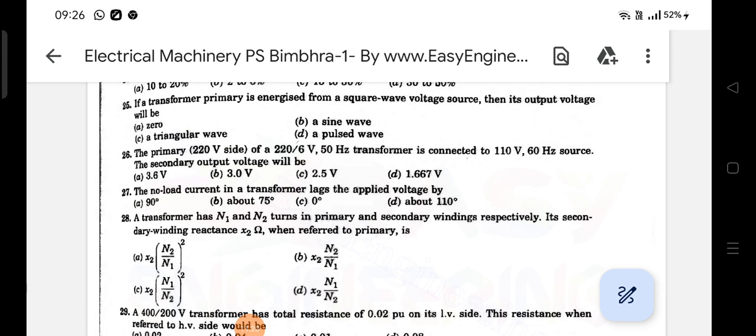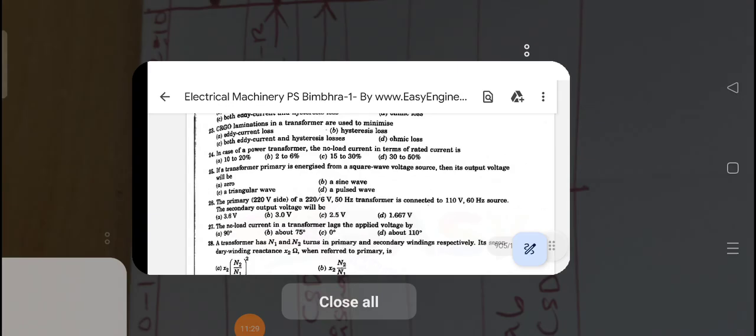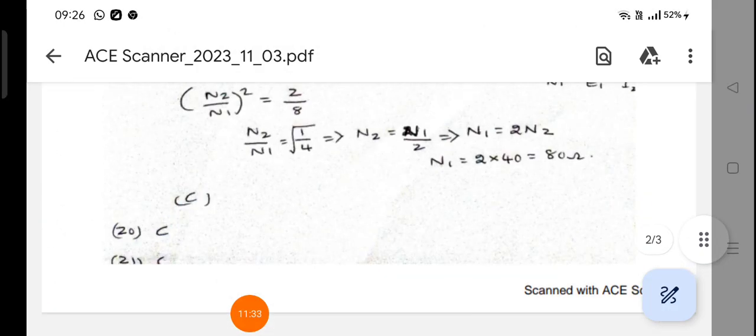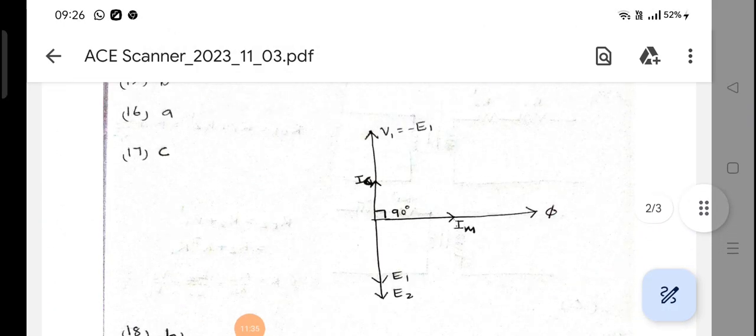The no load current in a transformer lags the applied voltage by. Now see here, we already saw the phasor diagram in the starting question itself. That means either the 16th or 15th. See here, this is the no load phasor diagram, right? Here Im is the magnetizing component of current, Ic is the core loss component of current. The vector sum of Im and Ic is nothing but the no load current.